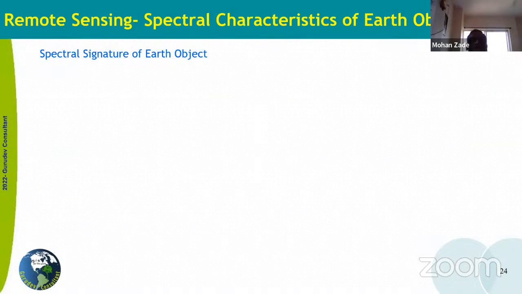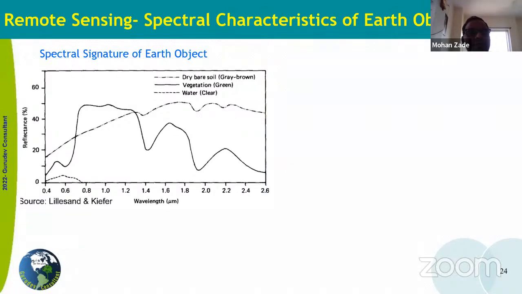The most important is the spectral characteristic of the Earth object. The spectral signature of the Earth object is like this. That means spectral characteristic curves show how Earth features like soil, vegetation, and water behave with different electromagnetic waves. Here you can see on the x-axis you have 0.4 micrometer to 2.6, and here is reflectance. Reflectance is in percentage.